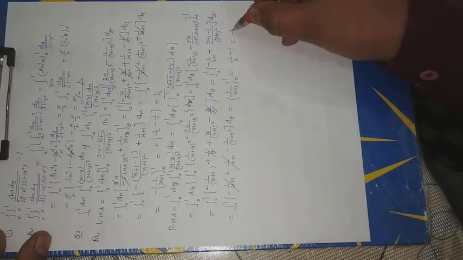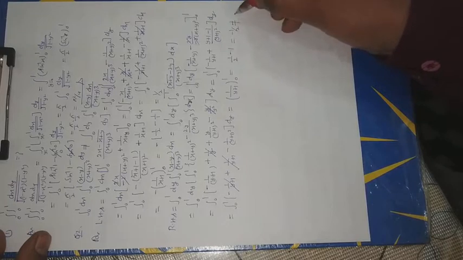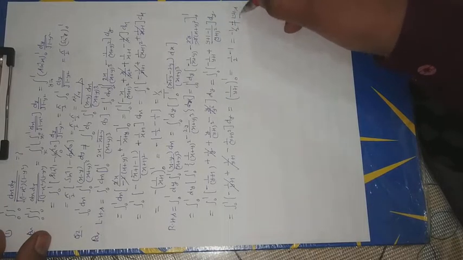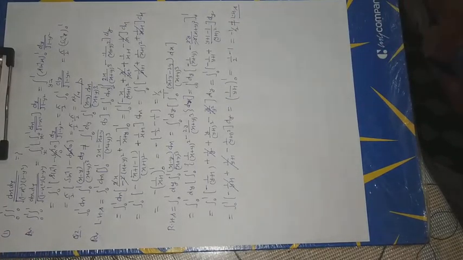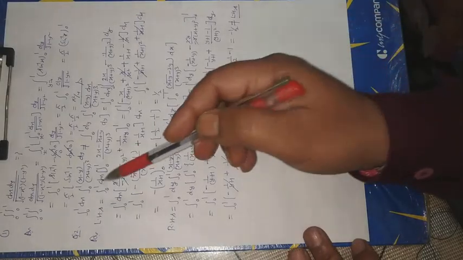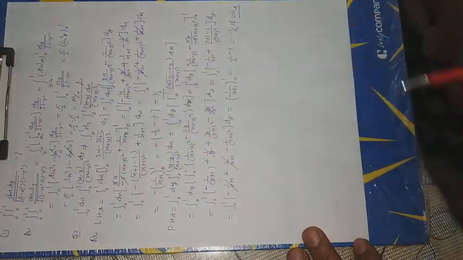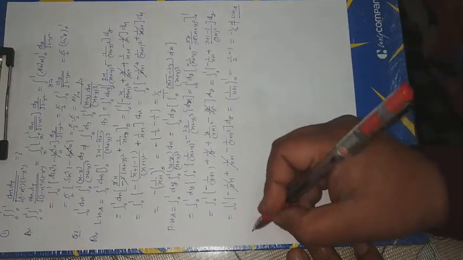This is equal to minus 1 upon 2, which is not equal to the value of the left hand side. Okay. Therefore, both integrals are not equal. Now question number 3.